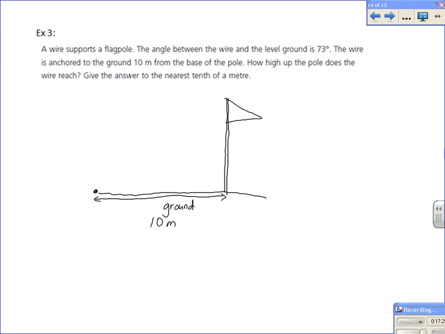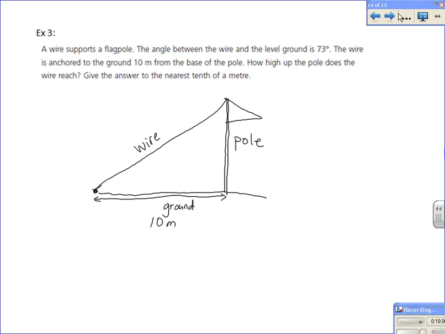Okay, and so we're going to assume then if this is where our wire is anchored and it's supporting the flagpole, it must go up here. Oops, sorry. It must go up to the top of our flagpole. Okay, forming a right triangle. Here's my wire, and here's my pole. The first step when you have a question like this, a problem, draw yourself a diagram based on the information in your problem. It asks us how high up the pole does the wire reach?